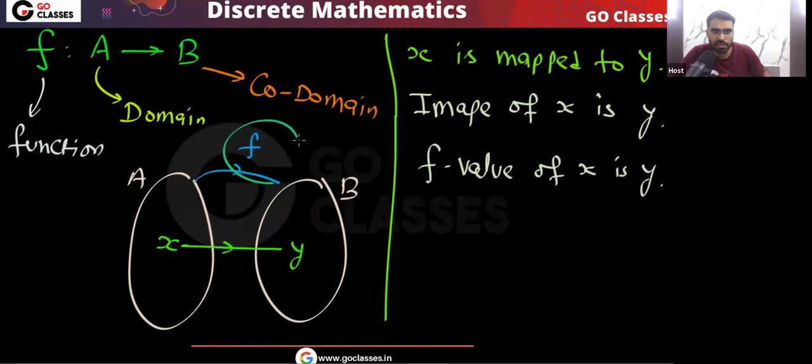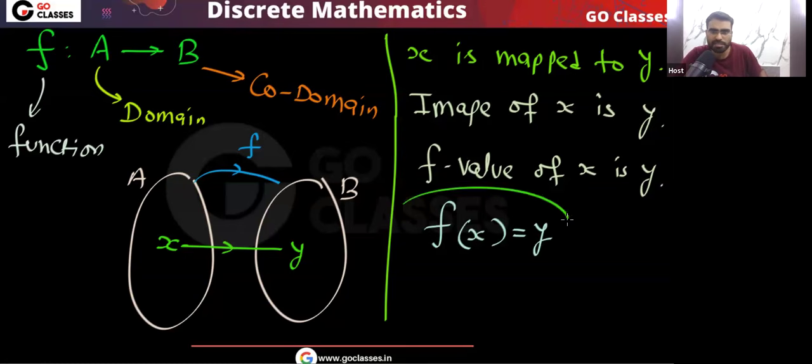In this function, you can notice what it is doing. It is mapping element x to element y. So I can say the value f of x is y. I can also say image of x is y, or f of x is equal to y. All these things are the same.